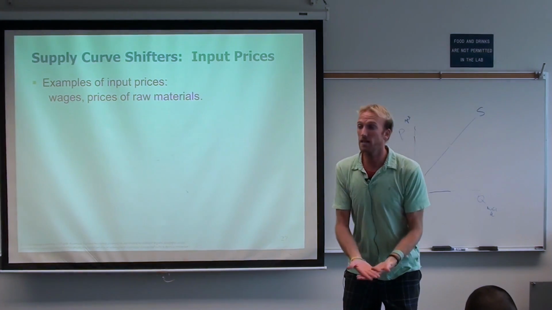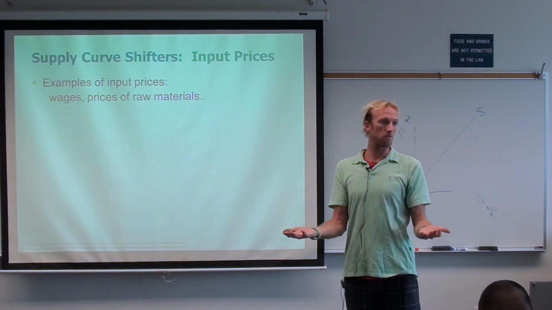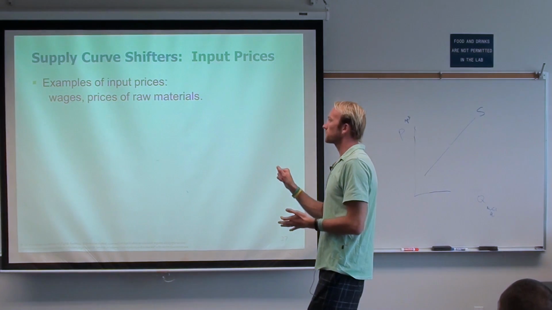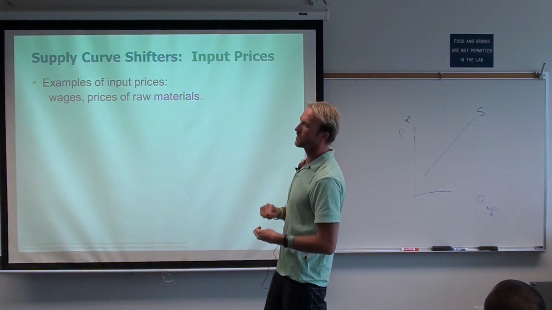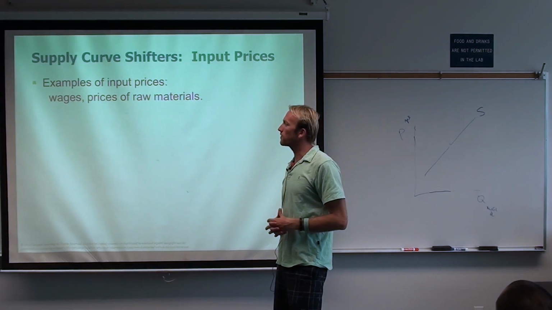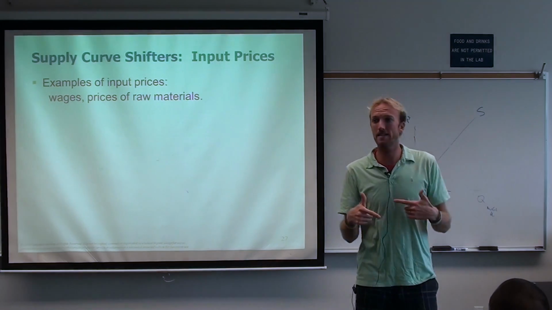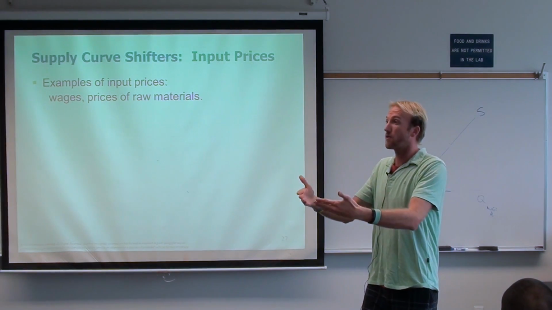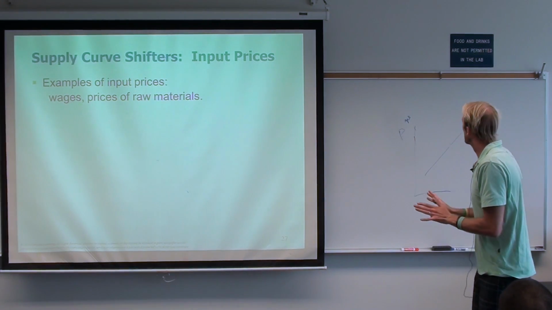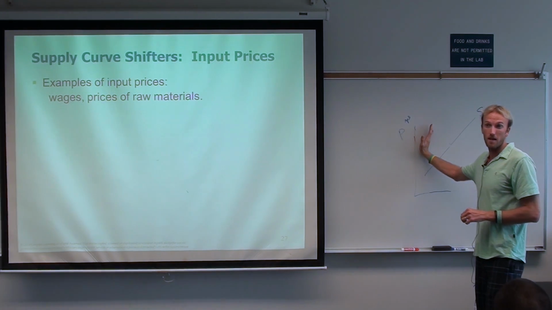If I'm Starbucks, one of my inputs for lattes is milk. They steam the milk, I think, or something like that. I'm not a big coffee drinker. I've been told latte is Italian for milk because there's milk in it. At any rate, that's neither here nor there. If milk goes up, for any price that I can sell it for, I'm not going to be able to make quite as many lattes. So that's going to be the same as my supply curve shifting down or shifting to the left.